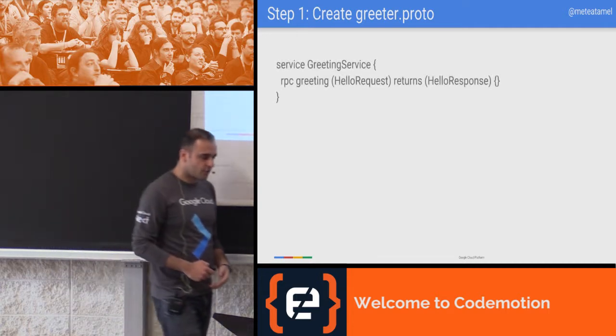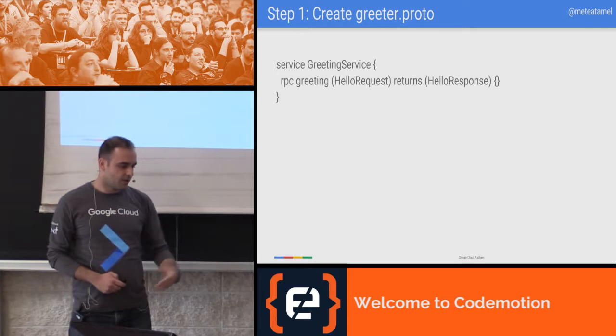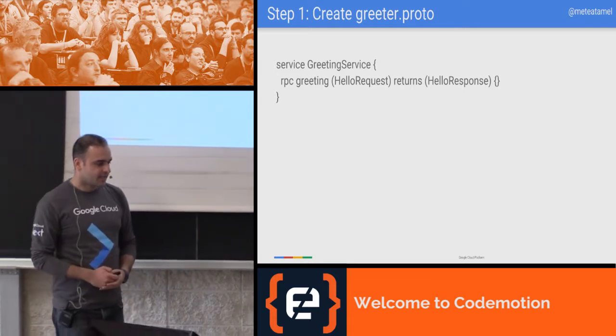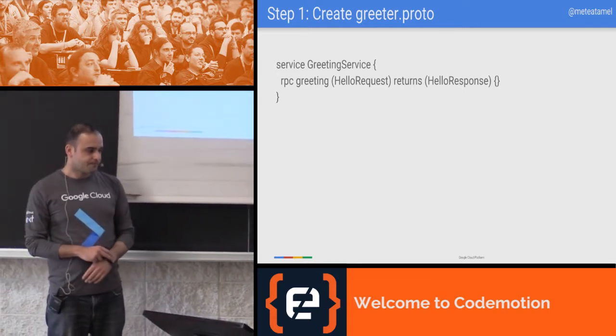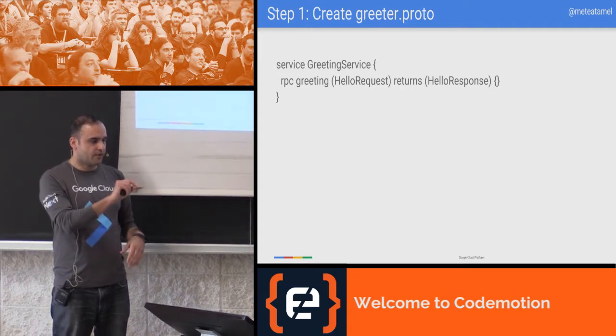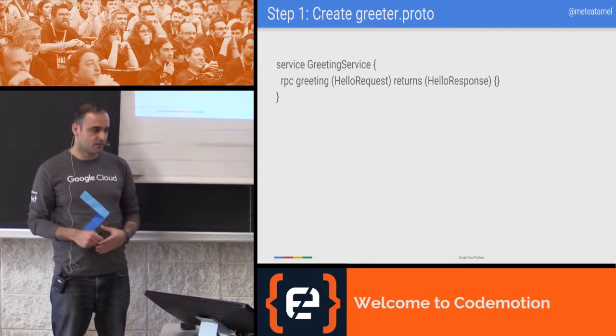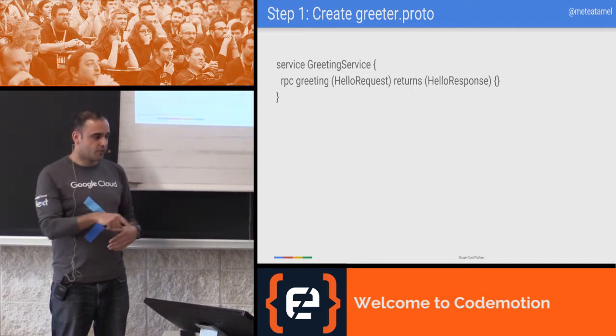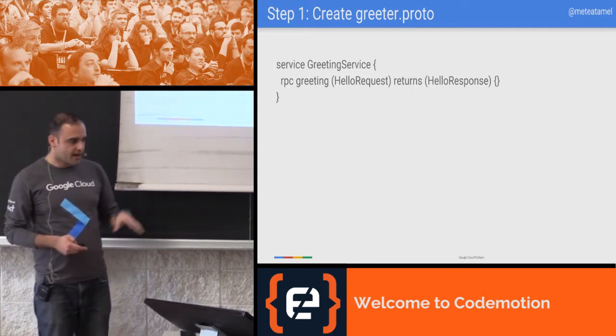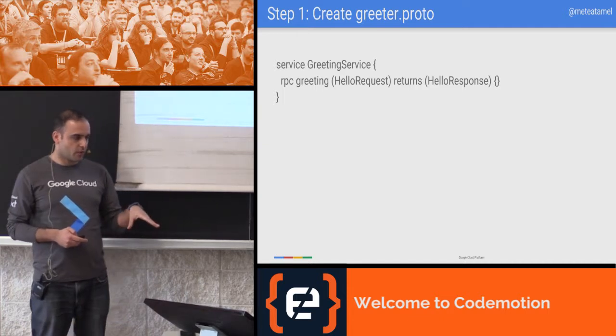First, we define our service. We'll call this service GreetingService. It has a single method called Greeting, which we mark as an RPC method. This RPC method takes in a HelloRequest and returns a HelloResponse. Right now we don't have the definitions of HelloRequest and HelloResponse.